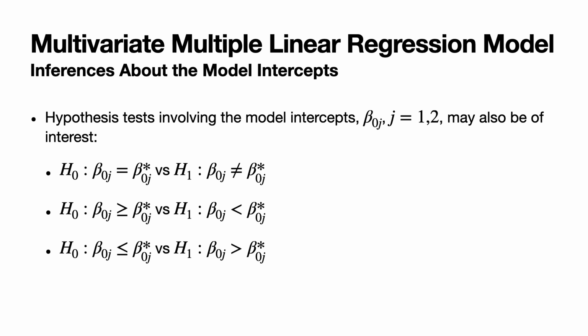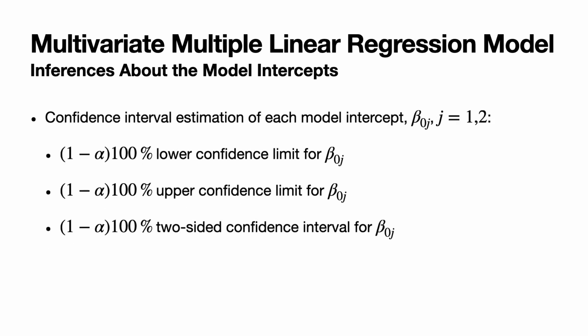In addition, although it's less common to do so, we could still test hypotheses about the two model intercepts. Again, whether we chose to do that, and if so, the hypothesized values that we would use, would depend on the application and the purpose for the model. And we could also construct some type of confidence interval for the intercepts if needed.